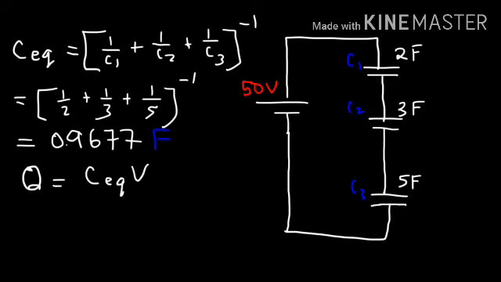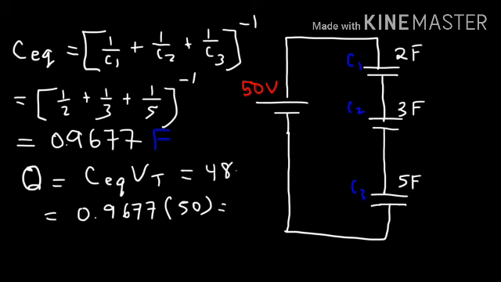So let's find Q. It's equal to the equivalent capacitance times the total voltage, or the voltage of the battery, which is 50 volts. So 0.9677 times 50 is equal to 48.39, and that's a rounded answer. So that's the total charge, which is the charge on each capacitor, which are the same.